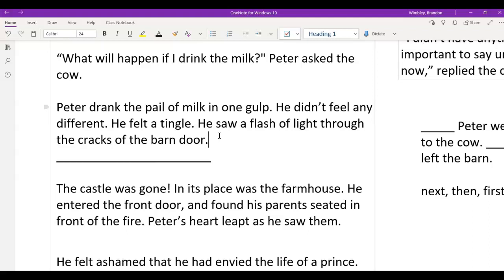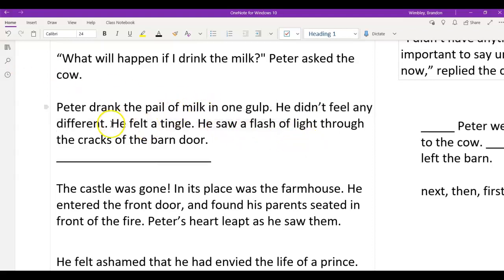So I'm going to combine the second and third sentences and add words to signal the event order. So I'm going to combine these two right here by adding words to show what happens first. So what about this? He didn't feel any different at first, but after a moment he felt a tingle. So I can also add then to the beginning of my final sentence so that Peter sees a flash of light after he feels this tingle.